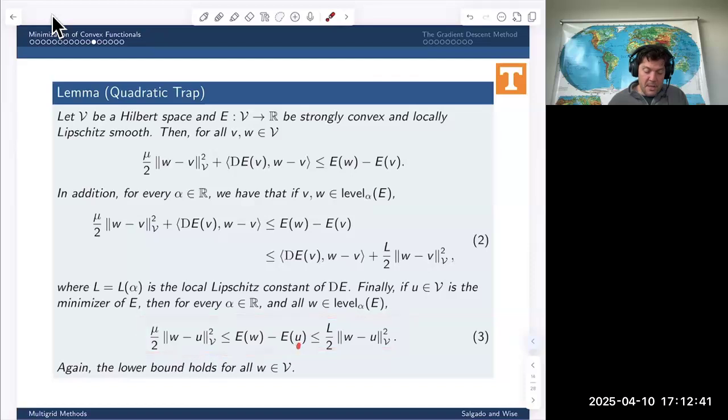So U here is the minimizer. Okay? It's the unique minimizer of E. It's unique in this case because we're assuming a lot about E. We're assuming that it's strongly convex and locally Lipschitz smooth. All right, then we have this, and this really is the quadratic energy trap that I've been talking about, and that's the thing I'm going to show you next time. But I want to prove this first. I want to prove this.